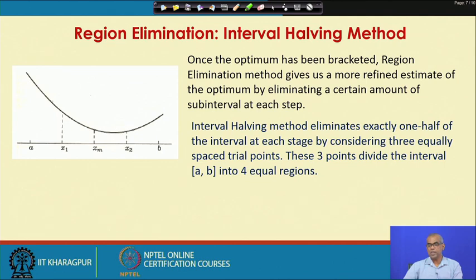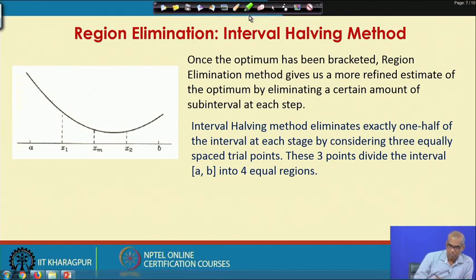Interval halving method eliminates exactly one half of the interval at each stage by considering three equally spaced trial points. These three points divide the interval into four equal regions. Note in case of dichotomous search, given the interval AB, we considered two points to eliminate the part of a region. In case of interval halving method, we consider three equally spaced trial points within the interval AB. So, three equally spaced trial points will divide the interval into four equal parts.